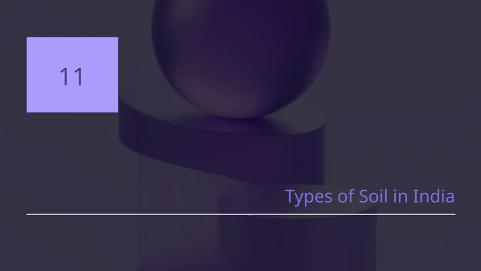Now, let's take a closer look at the types of soil found in India. As you can see, India has a diverse range of soils, each with unique characteristics that influence agriculture and land use. The main types include alluvial soil, black soil, red and yellow soil, laterite soil, and mountain soil.